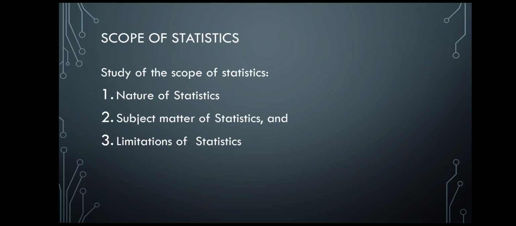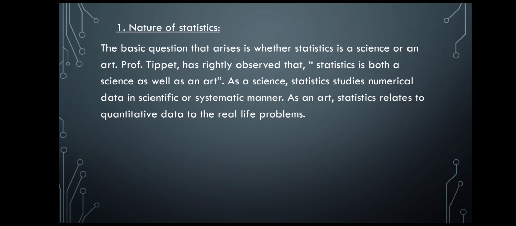Today we shall discuss about the scope of statistics. So in scope of statistics, there are three. That is nature of statistics, subject matter of statistics, and limitation of statistics. So all these three make up the scope of statistics. So let us discuss the nature of statistics first.